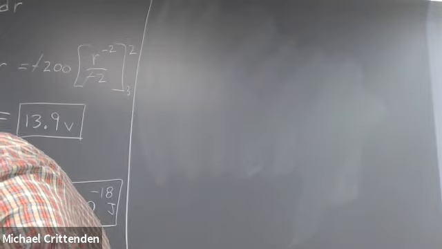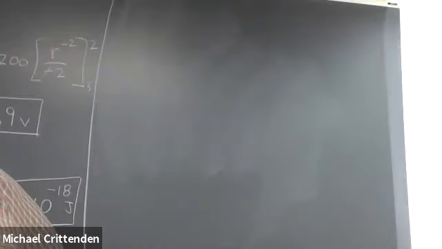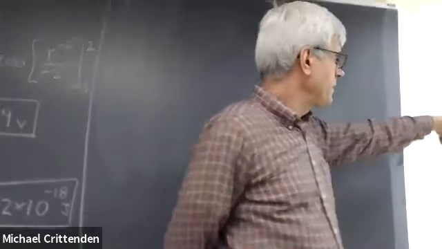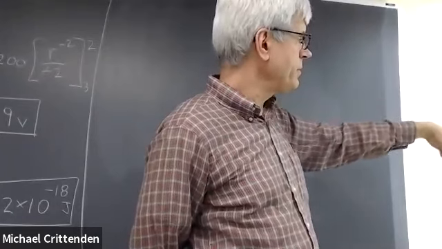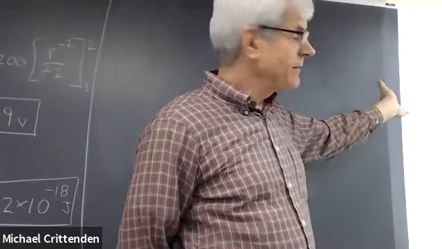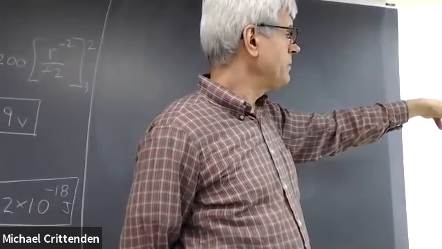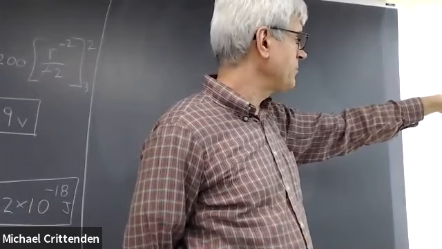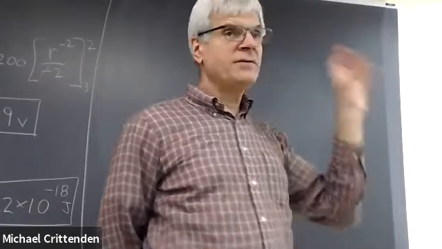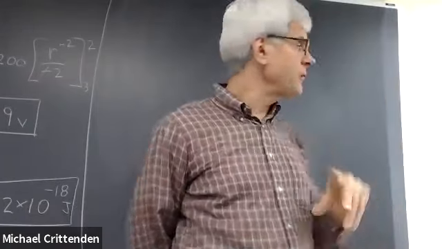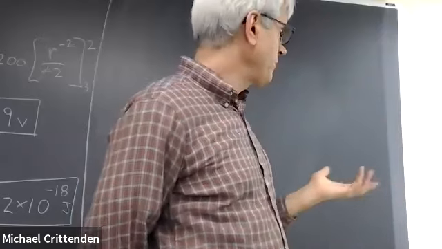Something of the general form F equals K over R squared. K is, in the case of Coulomb's law, the Coulomb's law constant times Q1 times Q2. In the case of a gravitational force, K would be the gravitation constant times M1 times M2. Either way, you've got some other numbers over R squared. Both forces behave the same way.